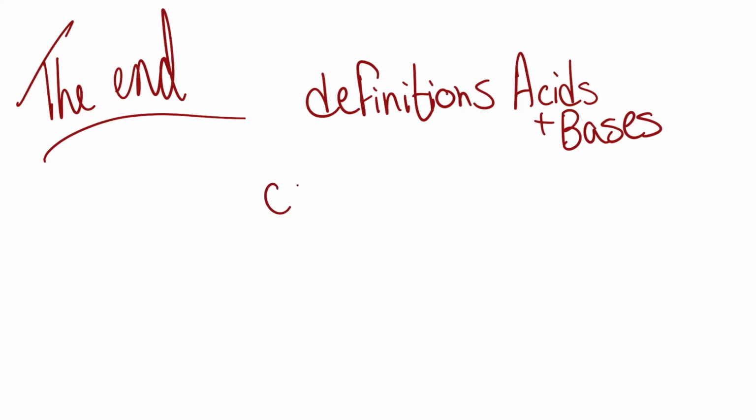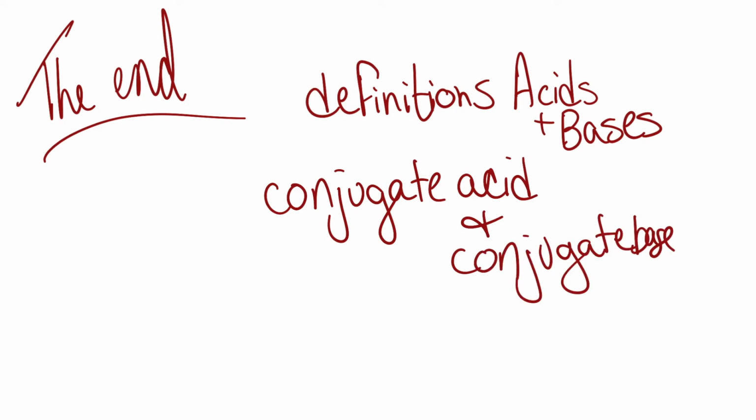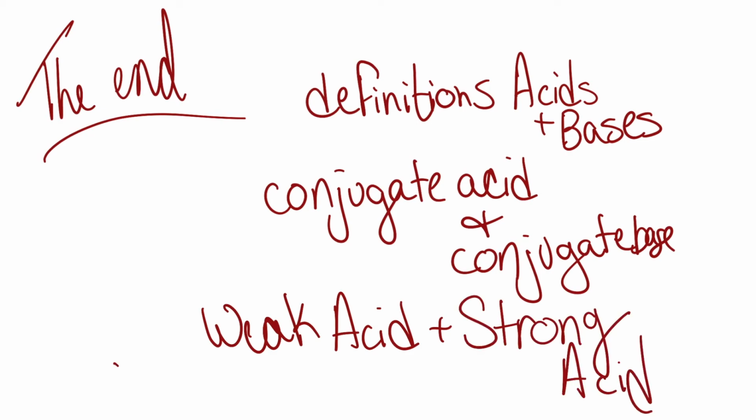That brings us to the end. Hopefully you caught the difference between the two definitions of acids and bases. You should be able to identify a conjugate acid and a conjugate base in an equation, as well as explain the difference between a weak acid and a strong acid in terms of their dissociation.